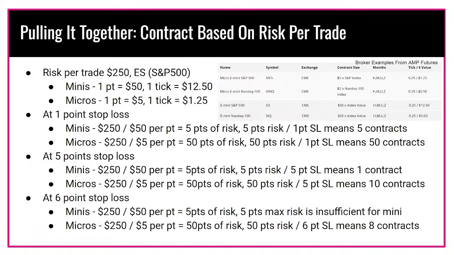Okay, final example. Let's say now that instead of a 5 point stop loss, you in fact need 6 points of a stop loss. So in a mini, you're going to take your same $250 divided by $50 per point, telling you that the max you can risk is 5 points. 5 points divided by 6 points tells you that, shoot, I actually don't have enough to be able to risk a full mini contract. What that means is, in order to stick with your $250 of risk, you cannot use that mini contract. That's where micros come in.